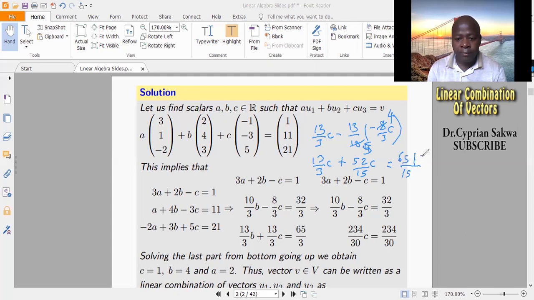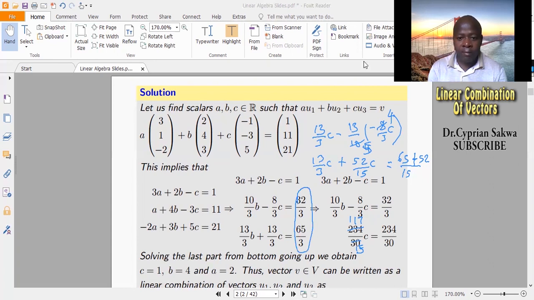plus 52. So that gives me 117 over 15. Because even this one, if we had to cancel it, we would still get 117 over 15. Now, so I have that. I do it also for this, and if it's 117 over 15, this will also be 117 over 15.